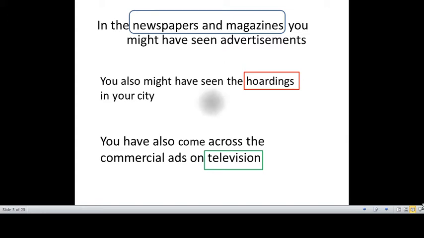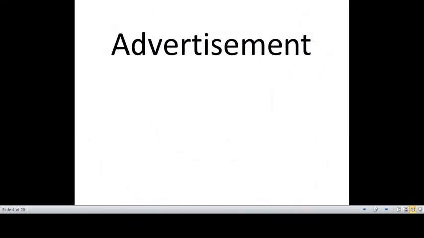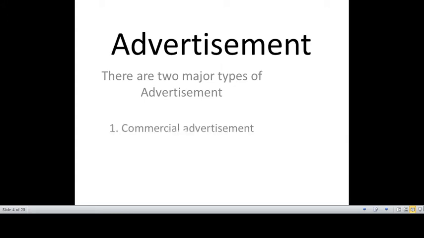Okay, so let's move to the next topic, types of advertisement. There are two major types of advertisements. The first type is commercial advertisement, and the second type is classified advertisement. Just now we have discussed commercial advertisement. So let's discuss something more about commercial advertisement.